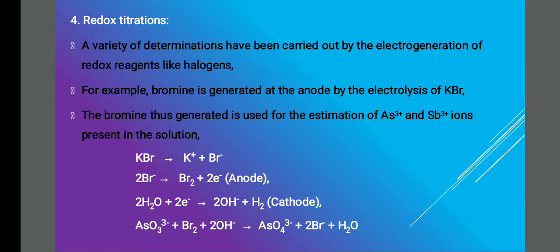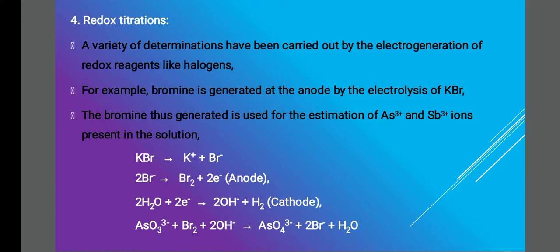So coming to redox titration, a variety of determinations have been carried out for electrogeneration of redox reagents like halogens. For example, bromine is generated at the anode by electrolysis of potassium bromide, and the bromine thus generated is used to estimate As3+ and Sb3+, arsenic and antimony ions present in the solution.